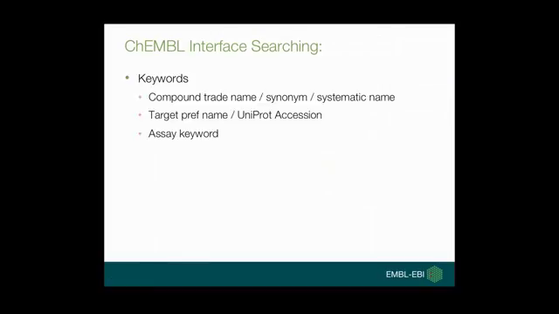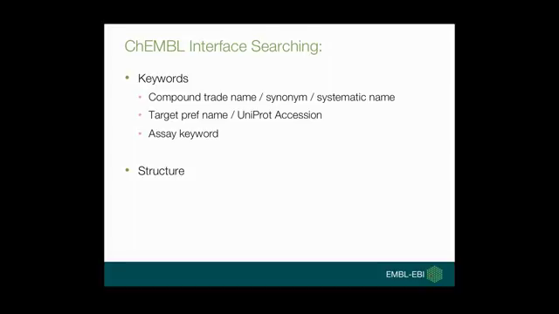So we'll now go into the interface searching. So as I mentioned, you can use keywords. So when searching for a keyword in compound, you can look at trade name, synonym, or systematic name, to name a few. If you're looking across targets, you can have a look at a target pref name, so ERBB1 or ERBB2 is an example, or you can even use a UniProt accession such as P11229, or even a partial name of a target. Same with assays, you can look for a keyword, so you could look for a cell line with an assay keyword, or you could look for hepatotoxicity, or even an organism.